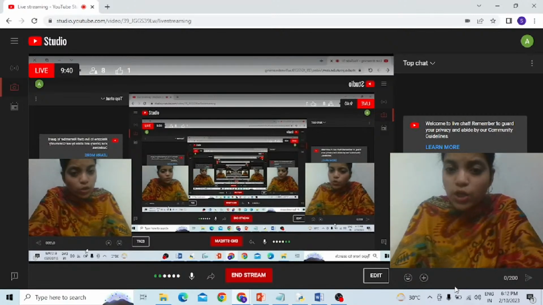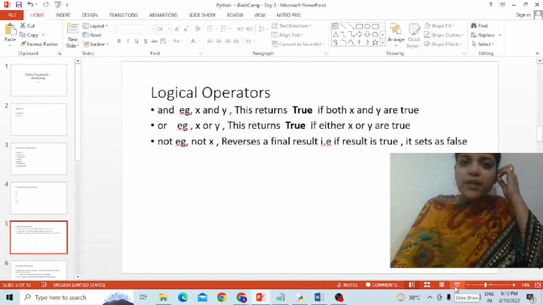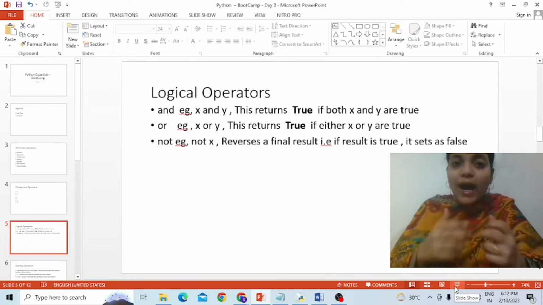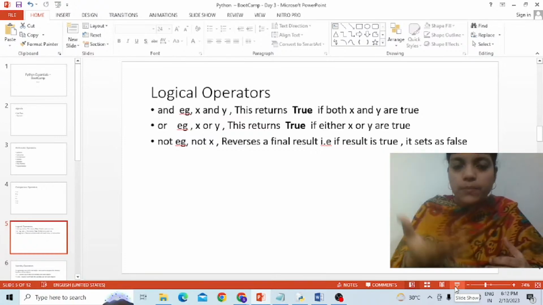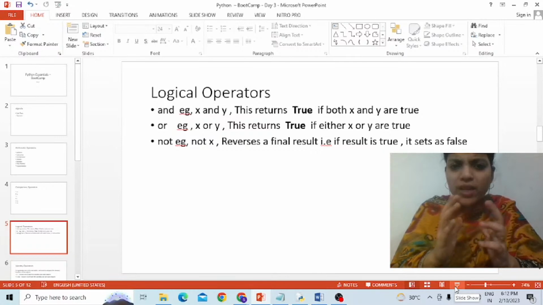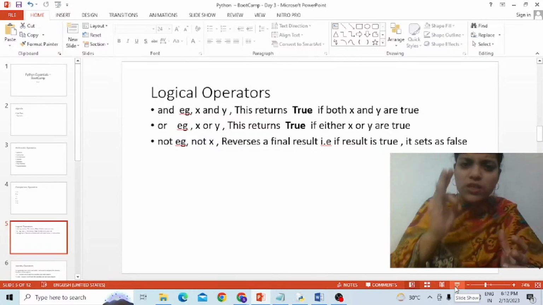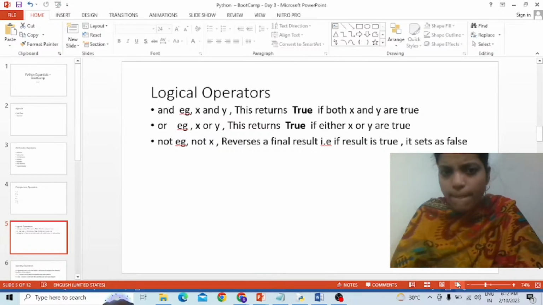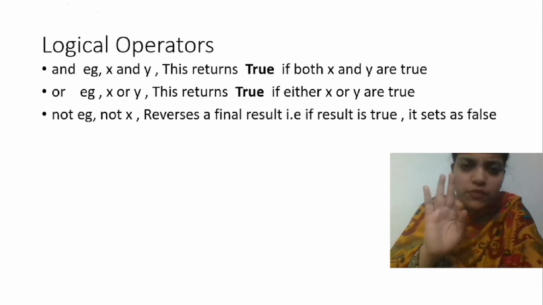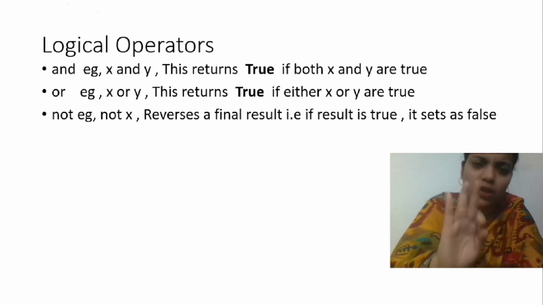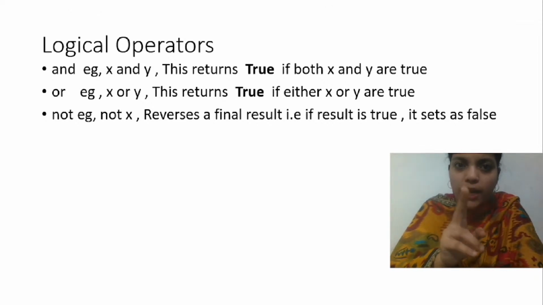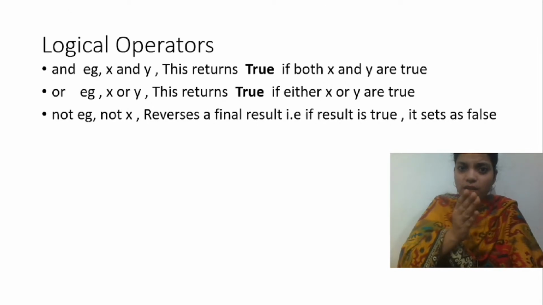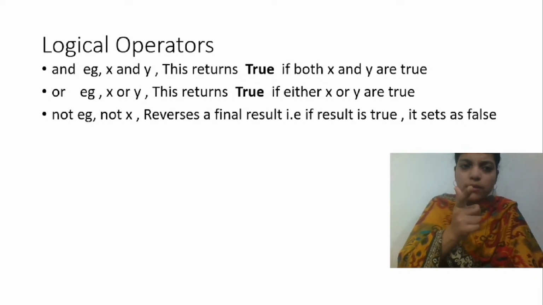Okay, now coming to logical operators. Logical operators are a little tricky operators, and they are very often used in logic building. Understood? There are only three logical operators, out of which the first two, and and or, are widely used. Now, what do you mean by logic here? As I told you, this is used for logic building.